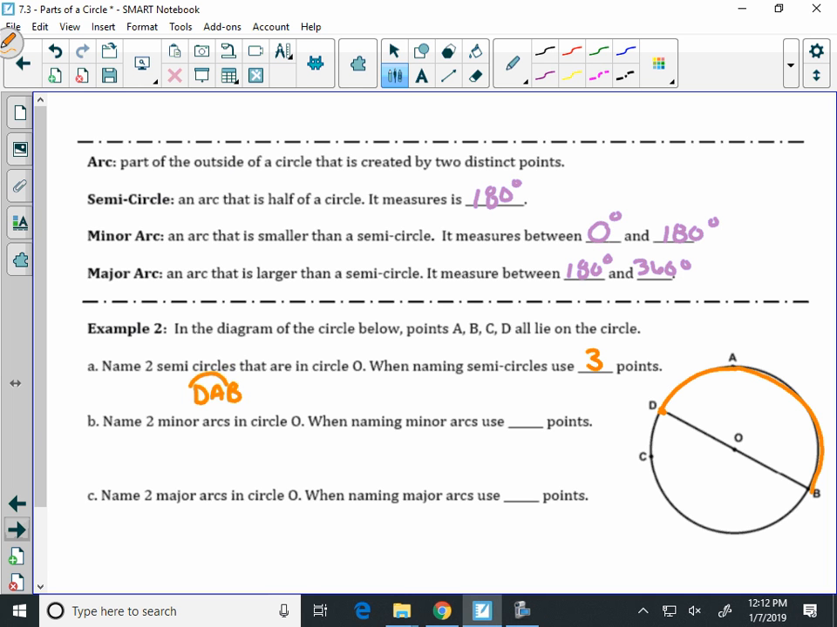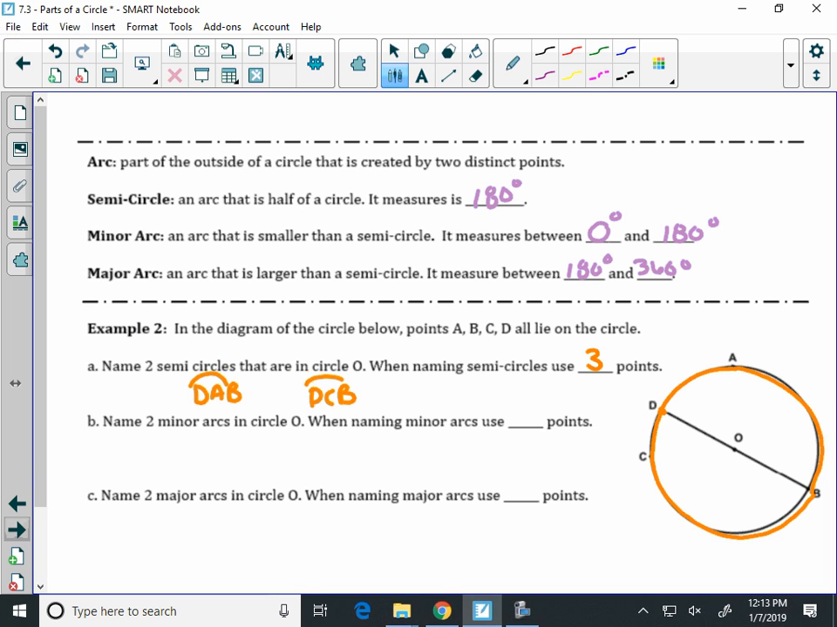D, C, B. D to C to B. That is another semicircle. Yes. No. If you're naming a semicircle, there's always going to be 3 points. Good question. Okay. And you could have said B, C, D, or B, A, D.